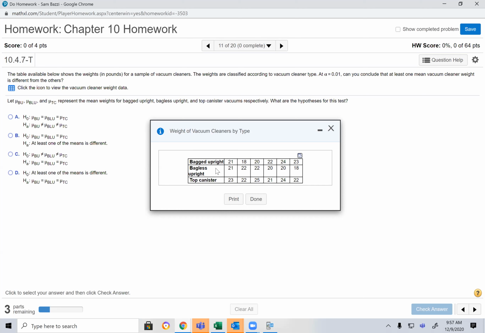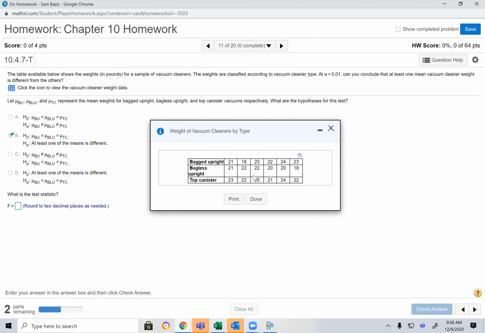Okay, the null hypothesis will be mu1 equals mu2 equals mu3, but he didn't use 1, 2, 3. He used the abbreviation of the name. So which one would it be? It would be this one, B, because this is mu1 equals mu2 equals mu3. As I told you, the HA never changes. At least one mean is different from the others, and that will be B. And then, see, check the answer.